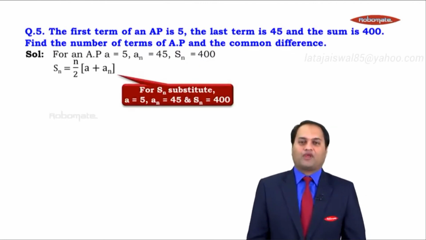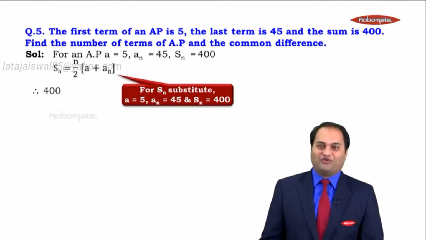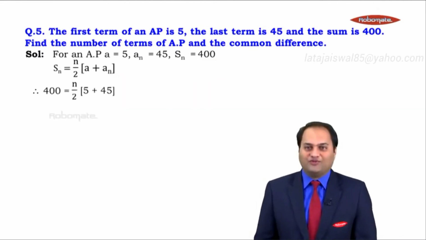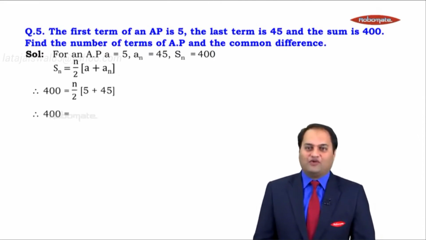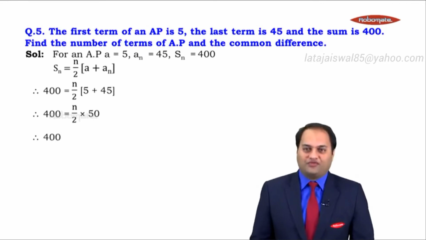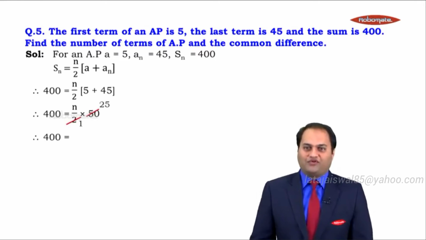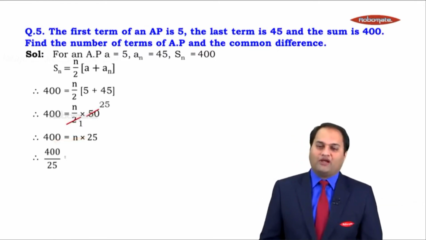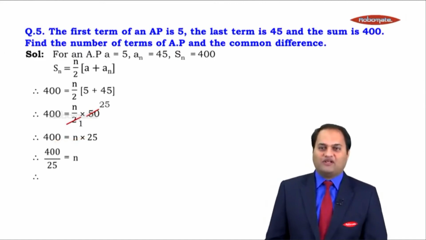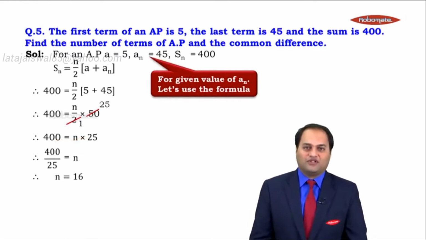So let's do it. Let's substitute A as 5, AN as 45 and SN as 400. So what we get? 400 is equal to N upon 2 into 5 plus 45. You get 400 is equal to N upon 2 into 50. 2 into 25s are 50. You get 400 is equal to N into 25. 25 goes to the denominator. You get 400 upon 25 is equal to N. So N is equal to 16. Therefore, there are 16 terms in the AP.